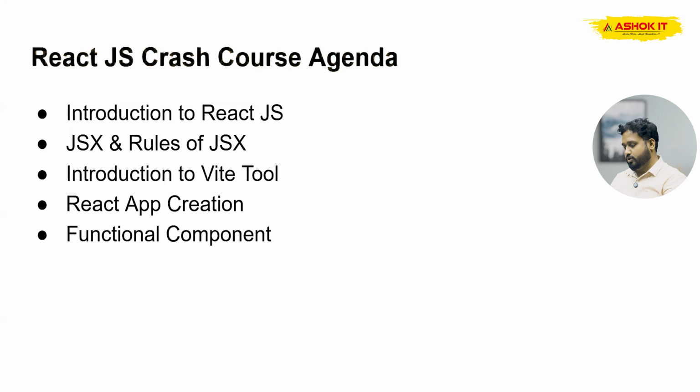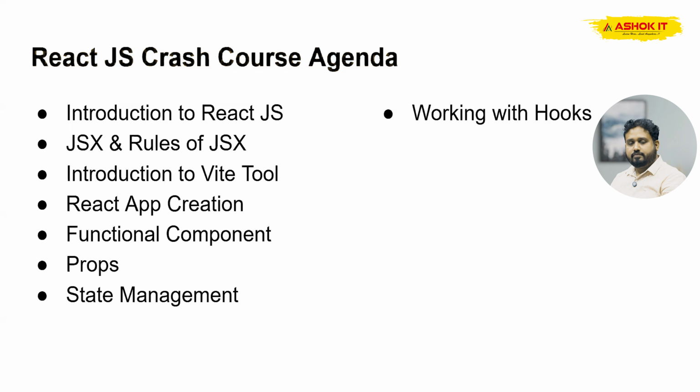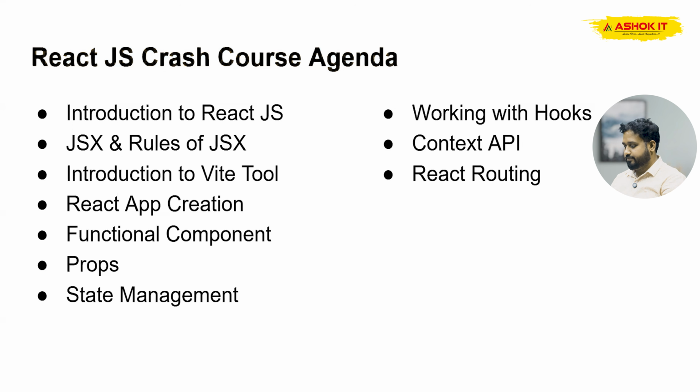Then we will discuss components architecture. What are components? What are functional components? We will discuss that. Then we will discuss props. What are props? Why do we use props? We will discuss state management. We will discuss the different hooks we have in React. We will explore different types of hooks. We will understand how the Context API works in React for state management.